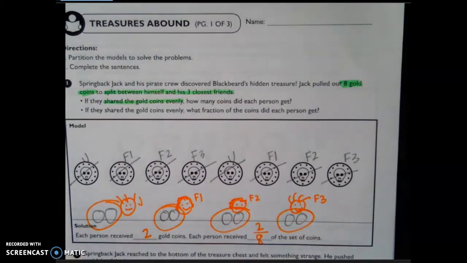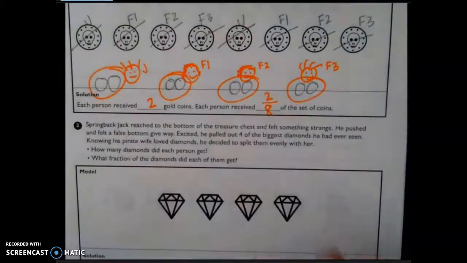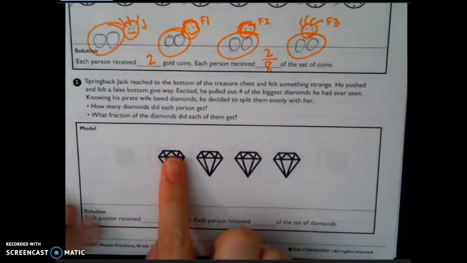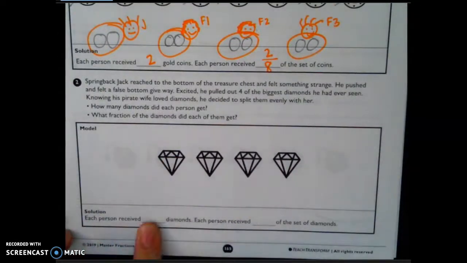Okay? So you guys are going to do something similar to this down here, and it looks like they found diamonds. So you're going to tell me how many diamonds each person received, and then you're going to tell me the fraction of the set of diamonds.